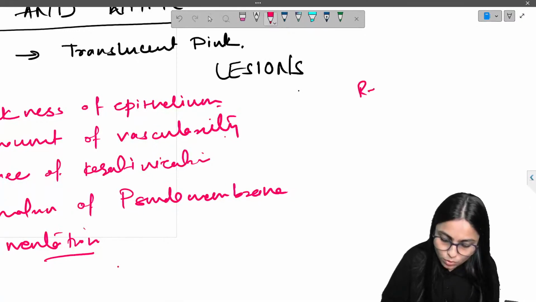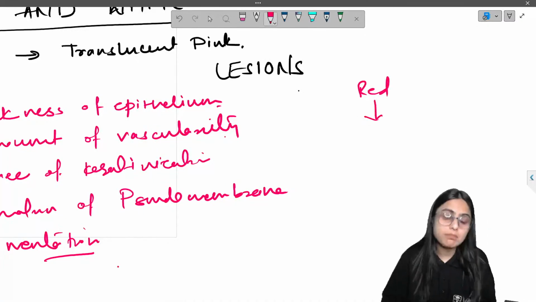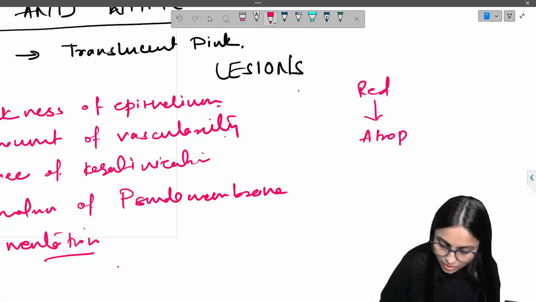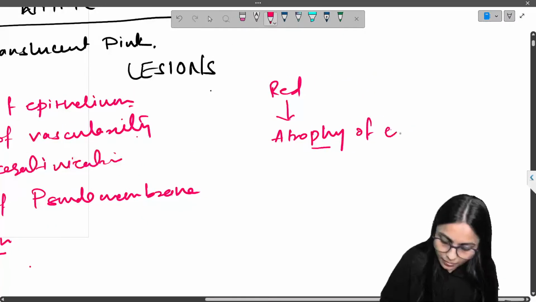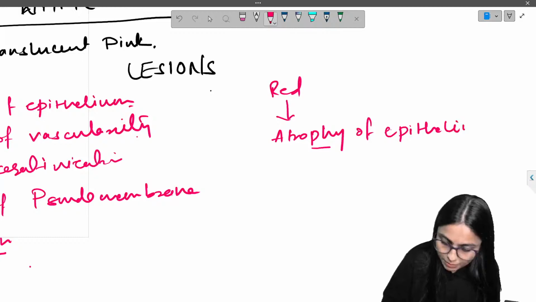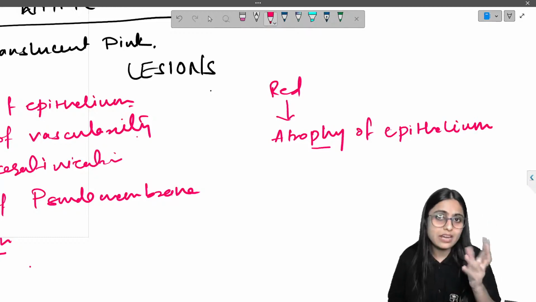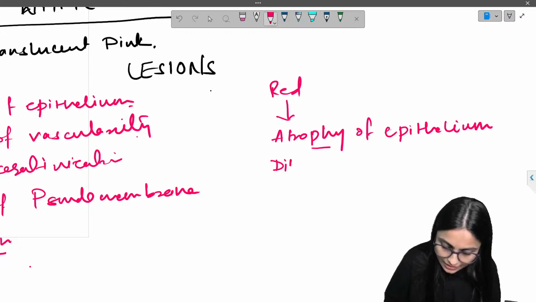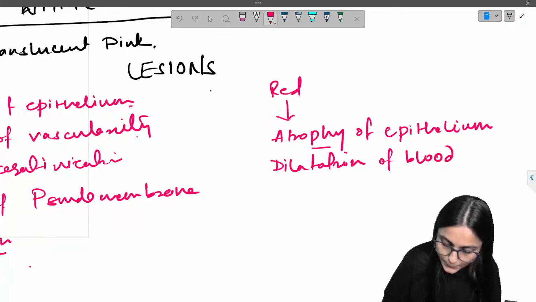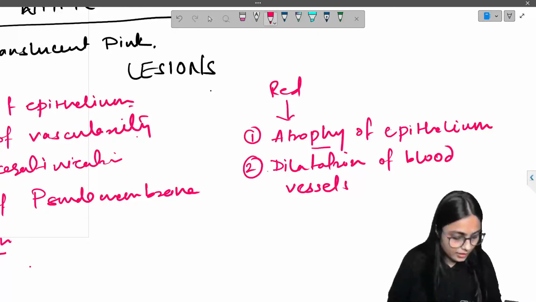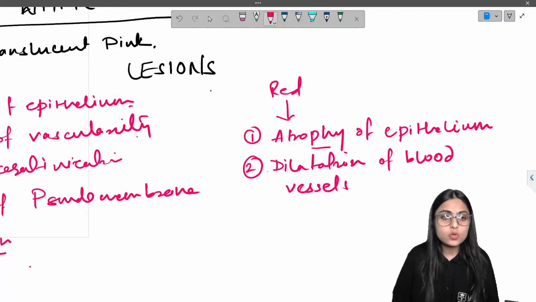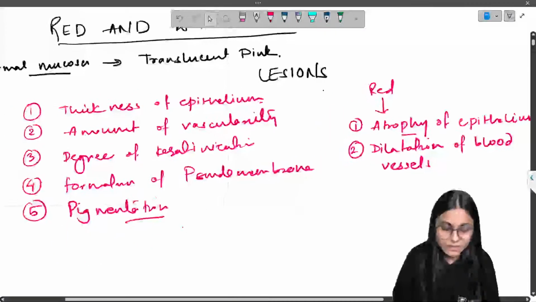Now, why does this mucosa become red? So there can be atrophy of epithelium. Atrophy of epithelium can make mucosa red, or there can be dilatation of blood vessels. So these are two reasons why mucosa can change to red color. All right, so these are reasons for white and red color.